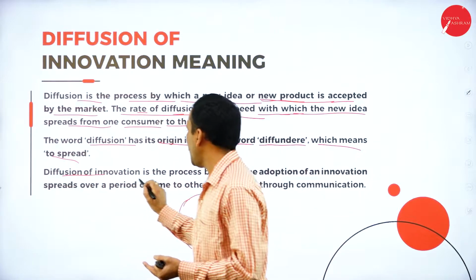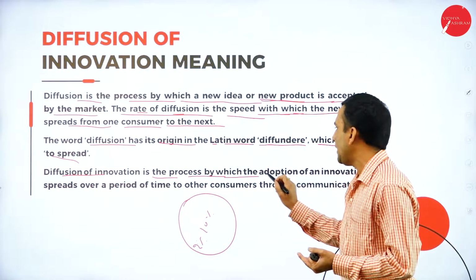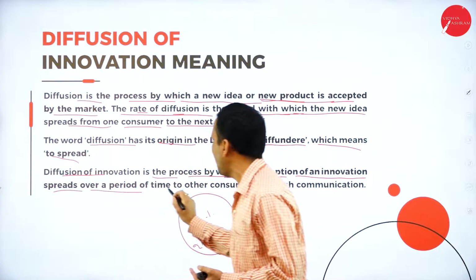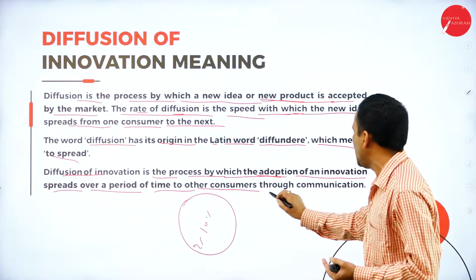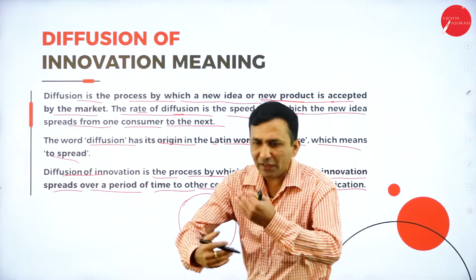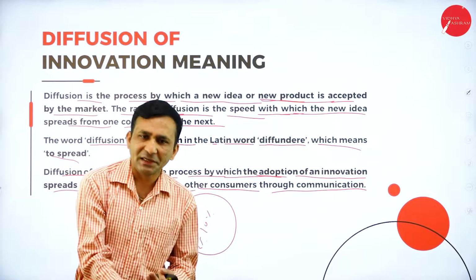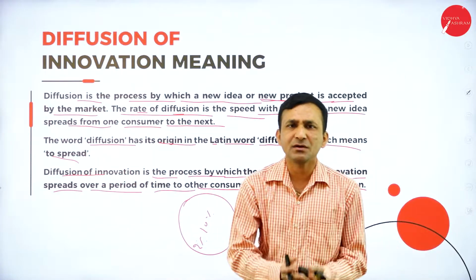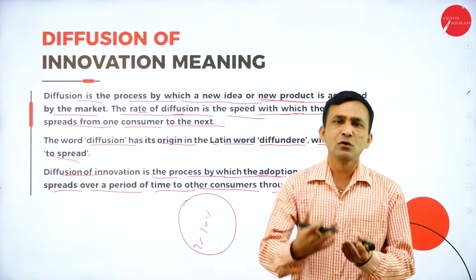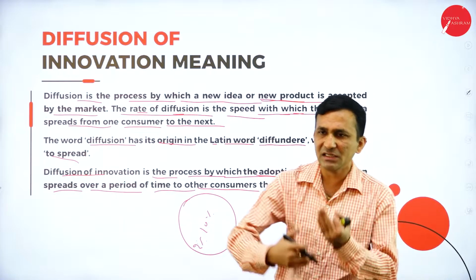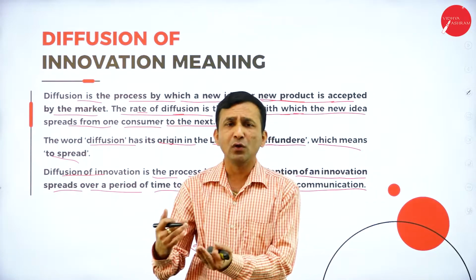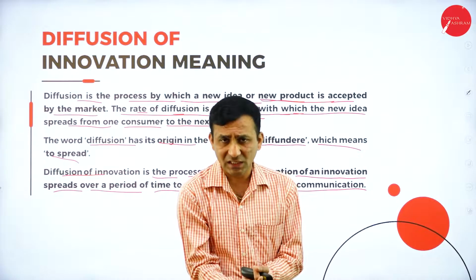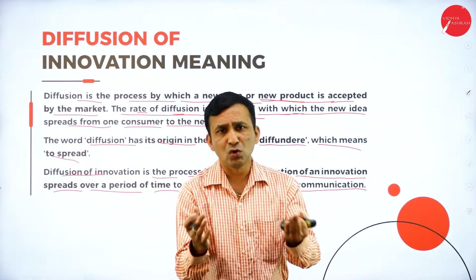The diffusion of innovation is a process by which the adoption of an innovation spreads over a period of time to other consumers through communication. When we are communicating that a product is available for the end consumer, of course I need to select the best communication channel. With the help of the communication channel, I want to convey the message that this particular product I have produced, or this kind of service I am providing, is for the end consumers who really require it.